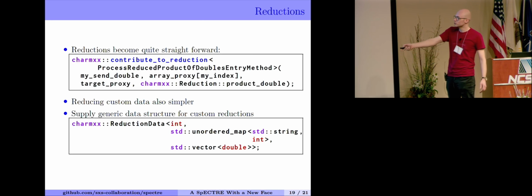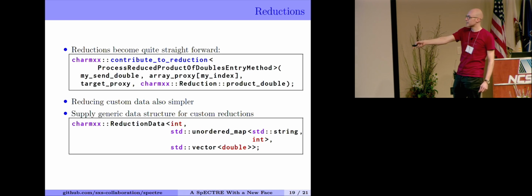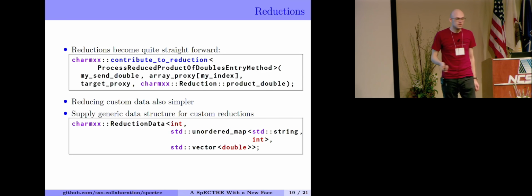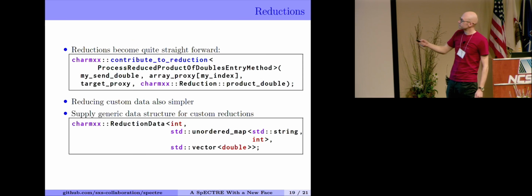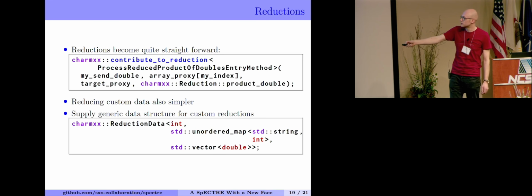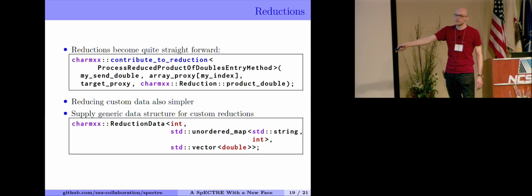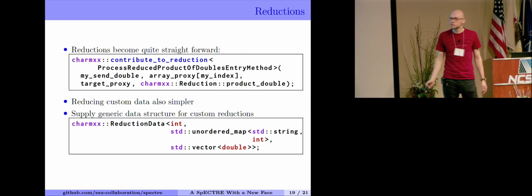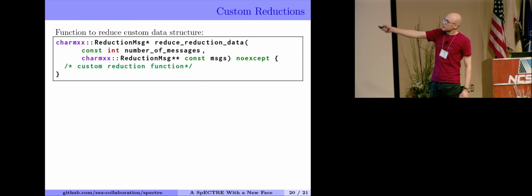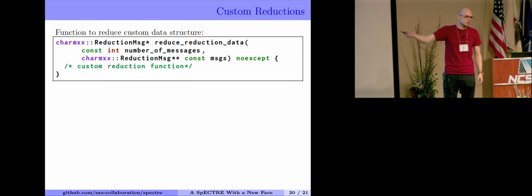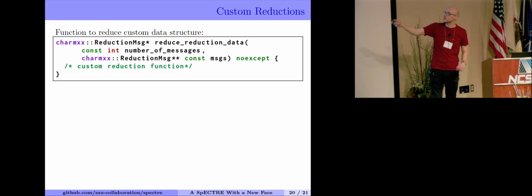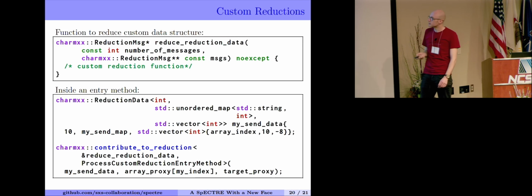All you have to do is say, okay, we supply to you some reduction data class. It has template parameters. And you say, those template parameters, I want to reduce an int, a hash table of strings and ints, and a vector of doubles. That's what I want to reduce. You still have to write your custom reduction function. There's no way around that. Charm++ can't know what you want to do with the individual data.